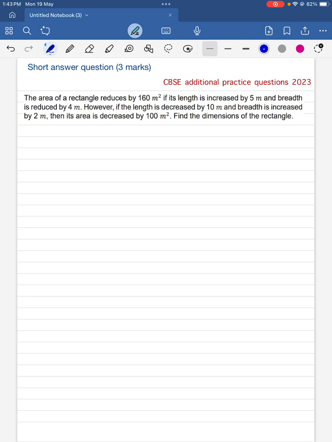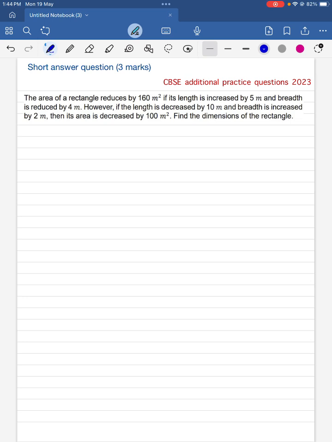Now the question is: the area of a rectangle reduces by 160 meters square if its length is increased by 5 meters and breadth is reduced by 4 meters. However, if the length is decreased by 10 meters and breadth is increased by 2 meters, then its area is decreased by 100 meters square. You have to find the dimensions of the rectangle.